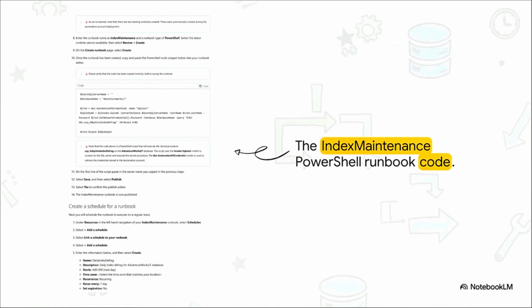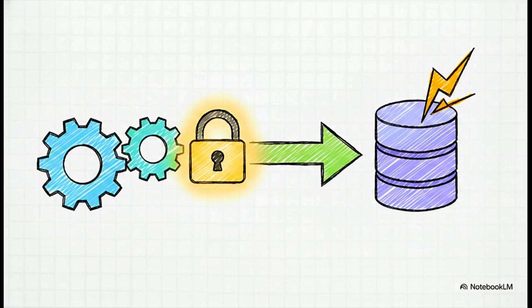Let's look a little closer at what this script is actually pulling off. The real magic happens right here with the core command, Invoke-Sqlcmd. This is the bridge. First, the script uses Get-AutomationPSCredential to silently and securely fetch that SqlUser password we just stored. Then, Invoke-Sqlcmd takes that credential, reaches out to your AdventureWorks database, and pulls the trigger on the usp_AdaptiveIndexDefrag stored procedure we set up earlier. It is just a perfect chain of events securely executing complex T-SQL entirely via PowerShell.